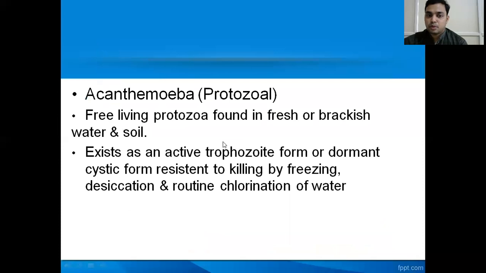So what is acanthamoeba? It is a protozoan. It's a free-living protozoan found in fresh and brackish water and soil. It may exist as two forms, active trophozoite form or dormant cystic form. This dormant cystic form is resistant to killing by freezing, desiccation, and chlorination of the water.